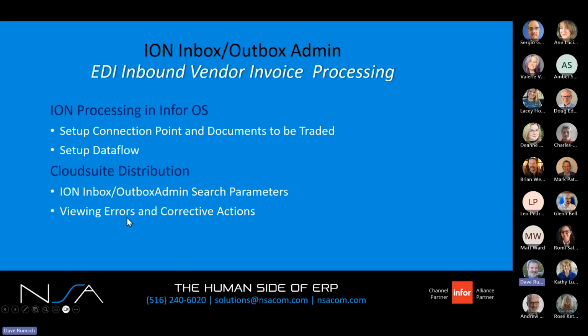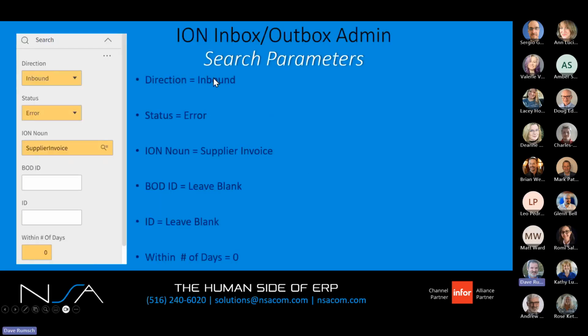If it came all the way through with no major errors, it'll show up in the ION inbox outbox, and it'll show that there's no exceptions. However, if there are, you need to deal with those right away. Often I have customers coming here first. Coming into the inbox outbox, the search parameters screen comes up. You're going to set it to inbound. You're looking for errors only. You're looking for the supplier invoice noun, and you could leave these 2 blank and then change this to a 0 to get today or 1 to go back a day. It'll default to a 7.